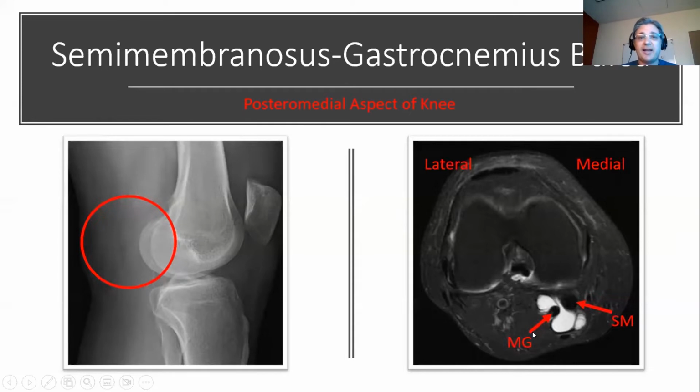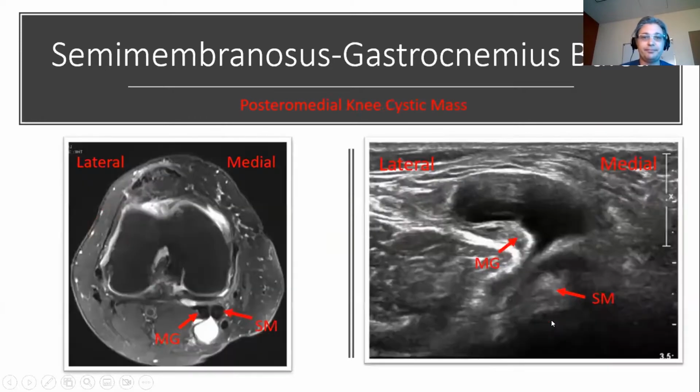And I've highlighted for you as well, labeled for you, the two tendons. Bakers make M&Ms. We have here the medial head of the gastrocnemius muscle. We have here the semimembranosus. These are the two hypointense round structures between which we have a cystic mass, the Baker cyst, the popliteal cyst. Here we have a nice example of distension of our semimembranosus gastrocnemius bursa in the posteromedial aspect of the knee.